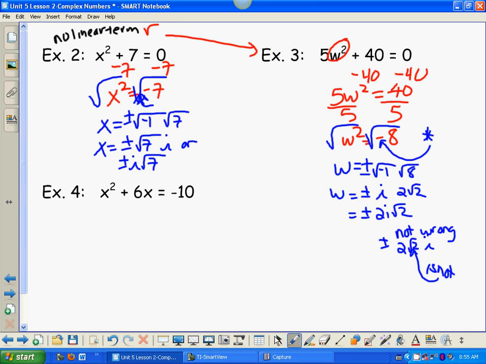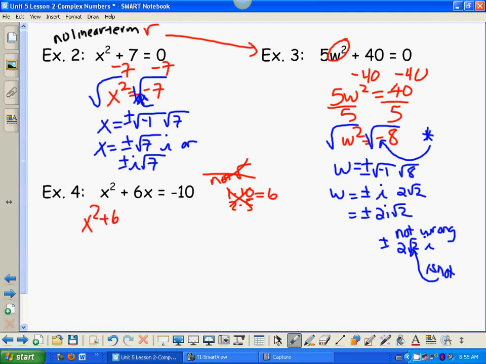If I have x squared plus 6x equals -10, it's your choice. In this case, I would not use the square roots because I have a linear term. You could see if it factored, but if I think about 10, the factors of 10 are 1 and 10 and 2 and 5, and there's no way I'm going to yield a 6. So you can complete the square or you can do quadratic formula. I'm going to complete the square just for the sake of review.